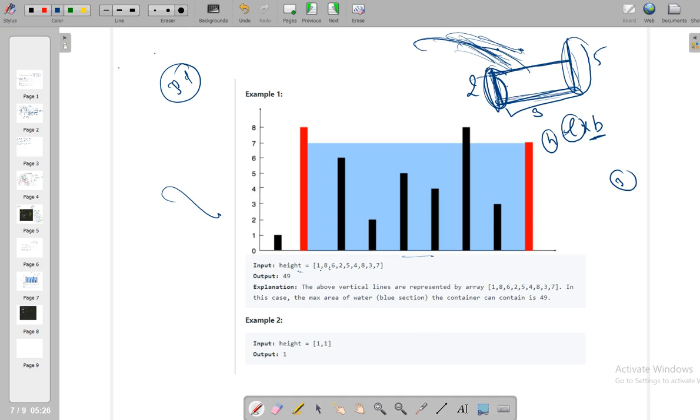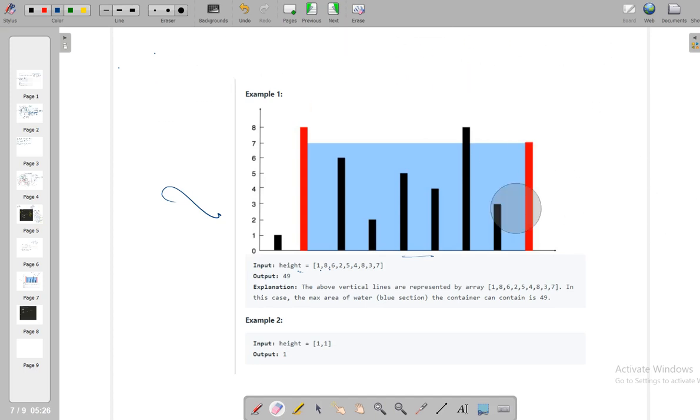So the area you will calculate as the width or breadth multiplied by the minimum height of the left or right heights, the minimum of these two heights. So width multiplied by minimum height. This is what will give you the area, and this is how we calculate the area for the trapped water. All right, so let's see how to solve this problem.